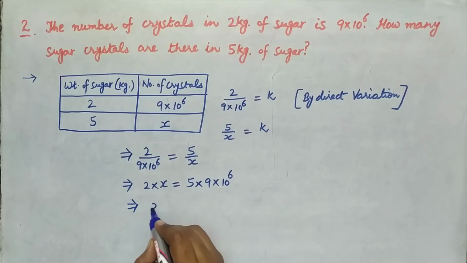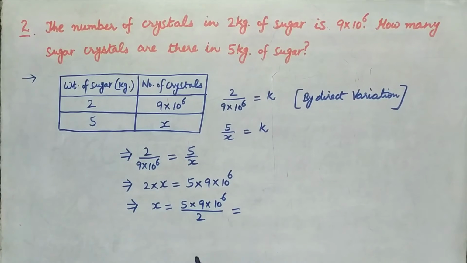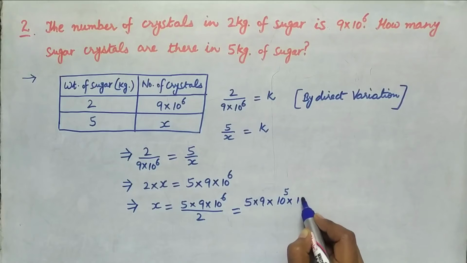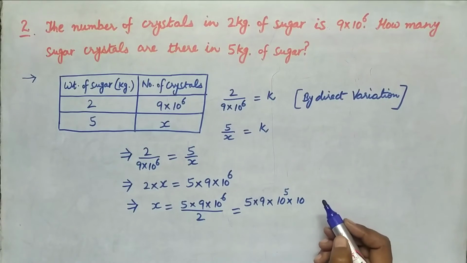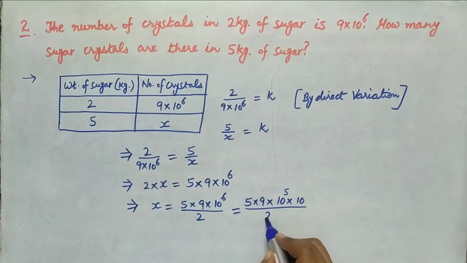Now x on the left hand side is equal to 5 into 9 into 10 raised to power 6 upon 2. Now we have to cancel this 2 in the denominator. It cannot be cancelled with these odd numbers. We have to break up this power. See, 5 into 9 as it is, multiply 10 raised to power 6 is written now as 10 raised to power 5 and 10 raised to power 1. No need to write 1. It is total 10 raised to power 6 upon 2.